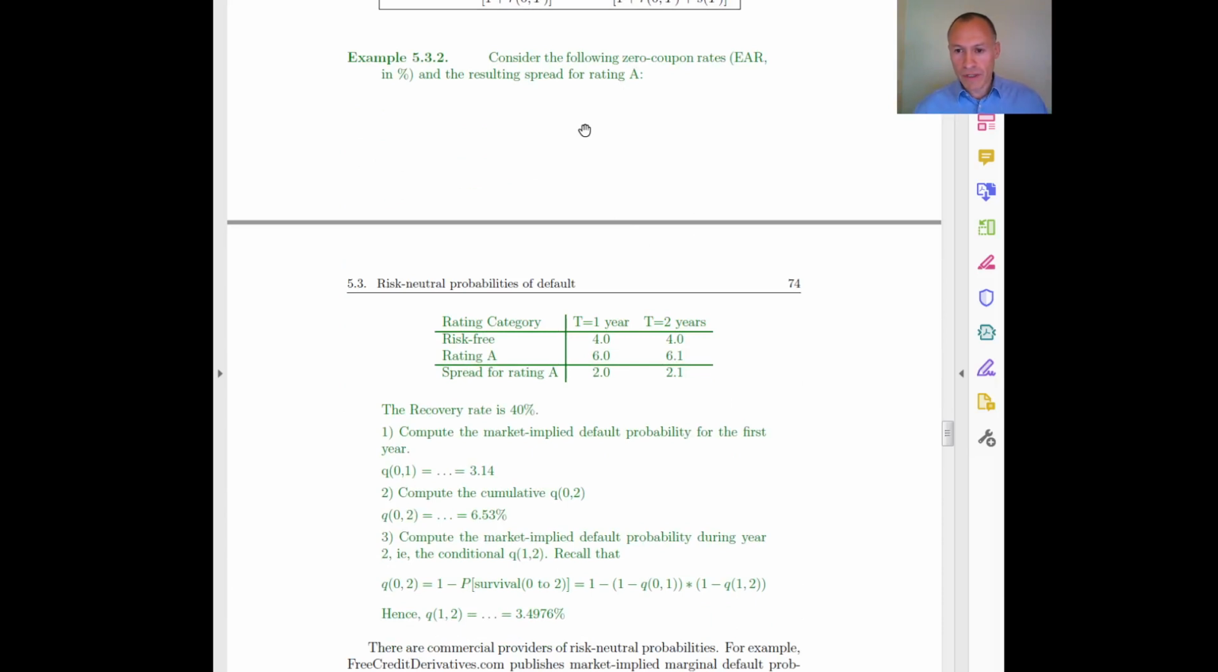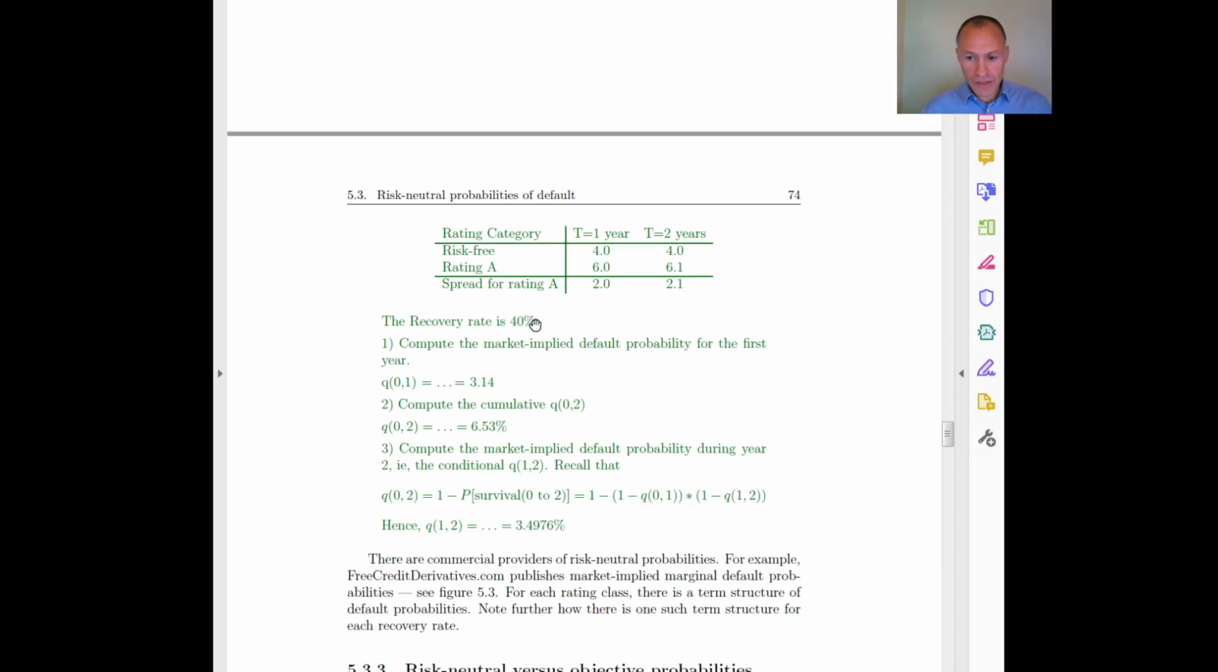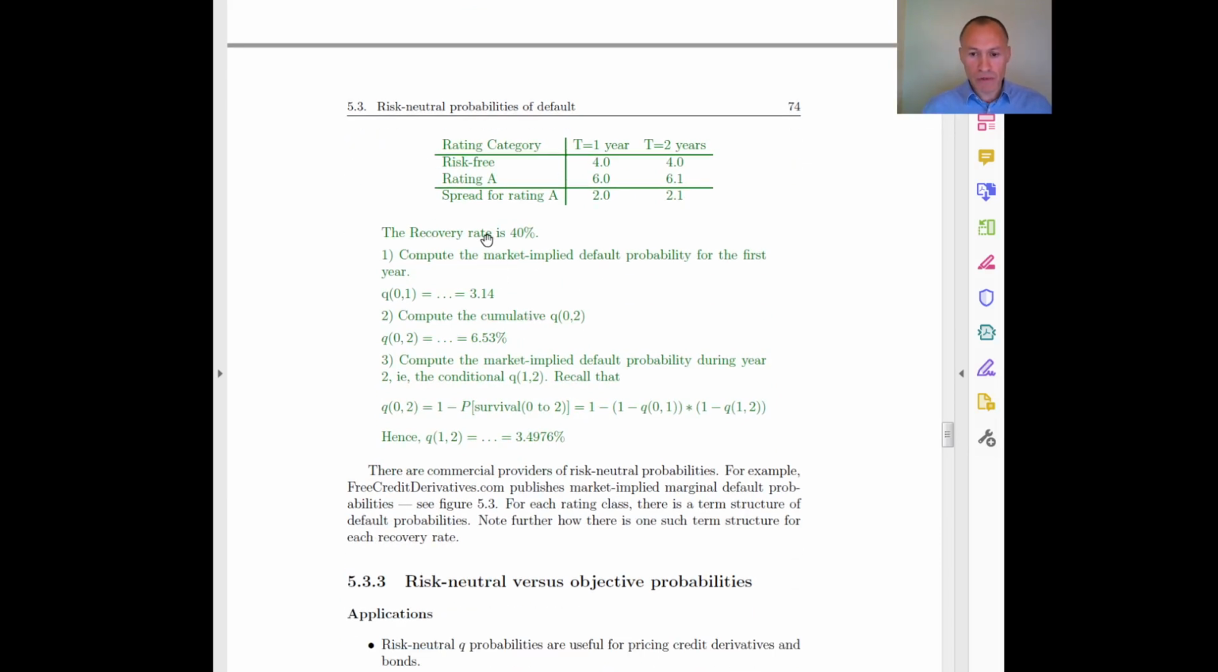Suppose that we have these two periods that we have here. I have the risk-free rate flat at 4%, and then I'm going to try to get the probabilities of default for a bond that has this rating A, okay? And I have the rates for these 2 years at 6 and 6.1, and the spread would be the difference between 6 and 4, and 6.1 and 4, 2.1, okay? And I will assume a recovery rate of 40%, okay? And again, what I want to do is find the probabilities of default for the first year and for the second year, okay?